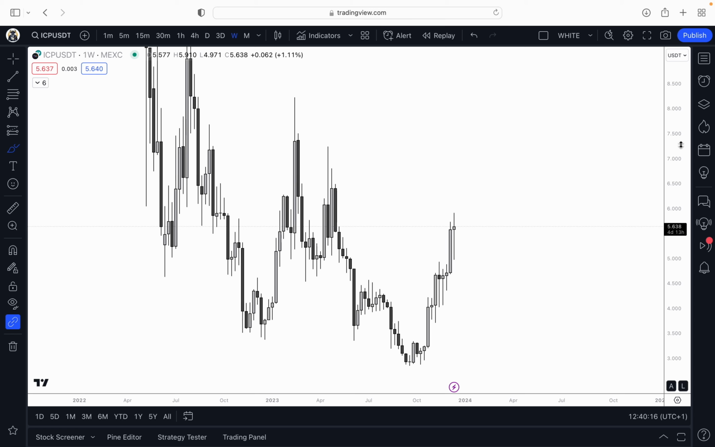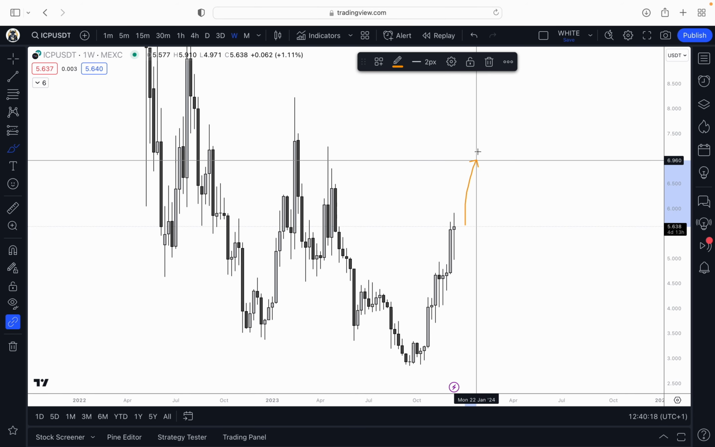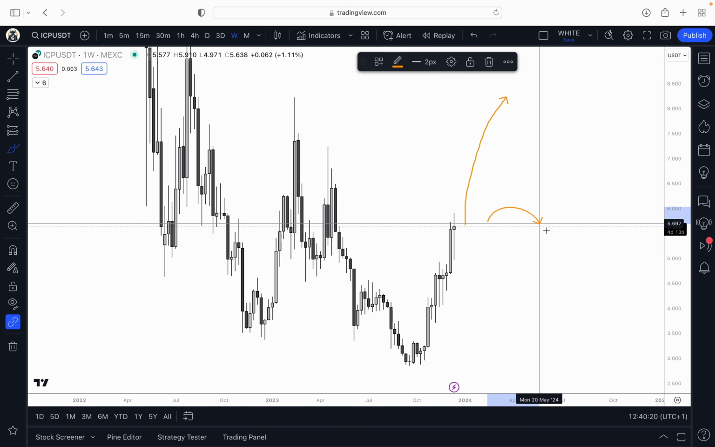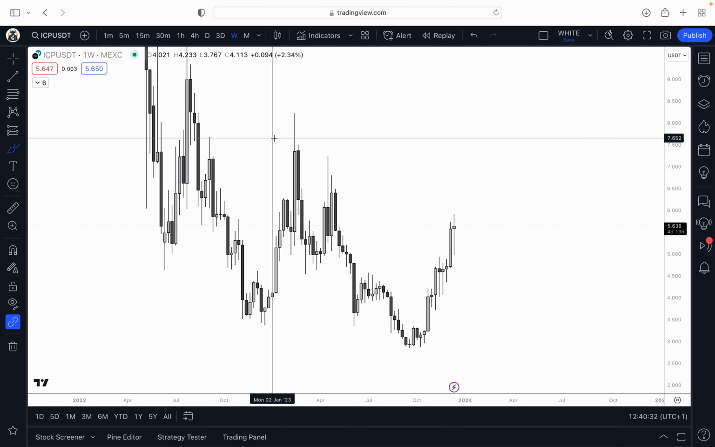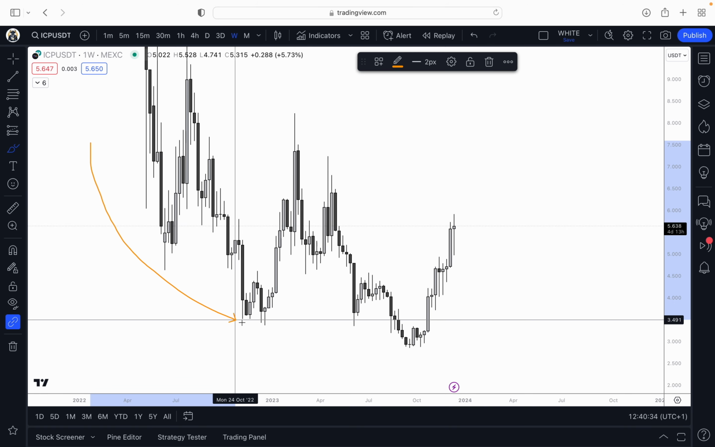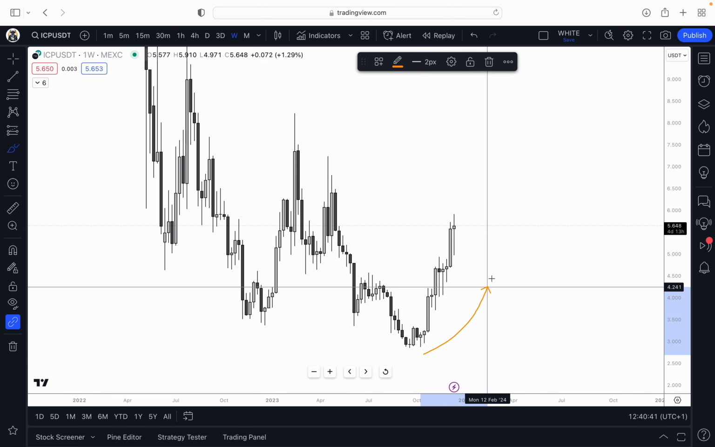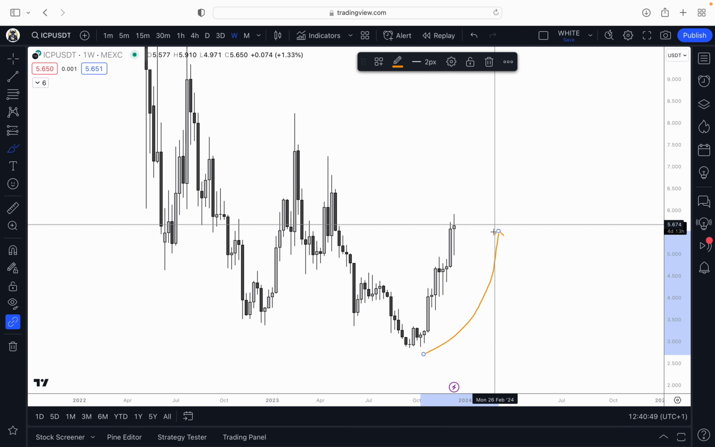In this video we are talking about if Internet Computer can finally explode to the upside or if we see a retracement to even lower levels. As you can see, we are in a bearish trend on the weekly time frame, but we saw an explosion right here with strong bullish momentum.